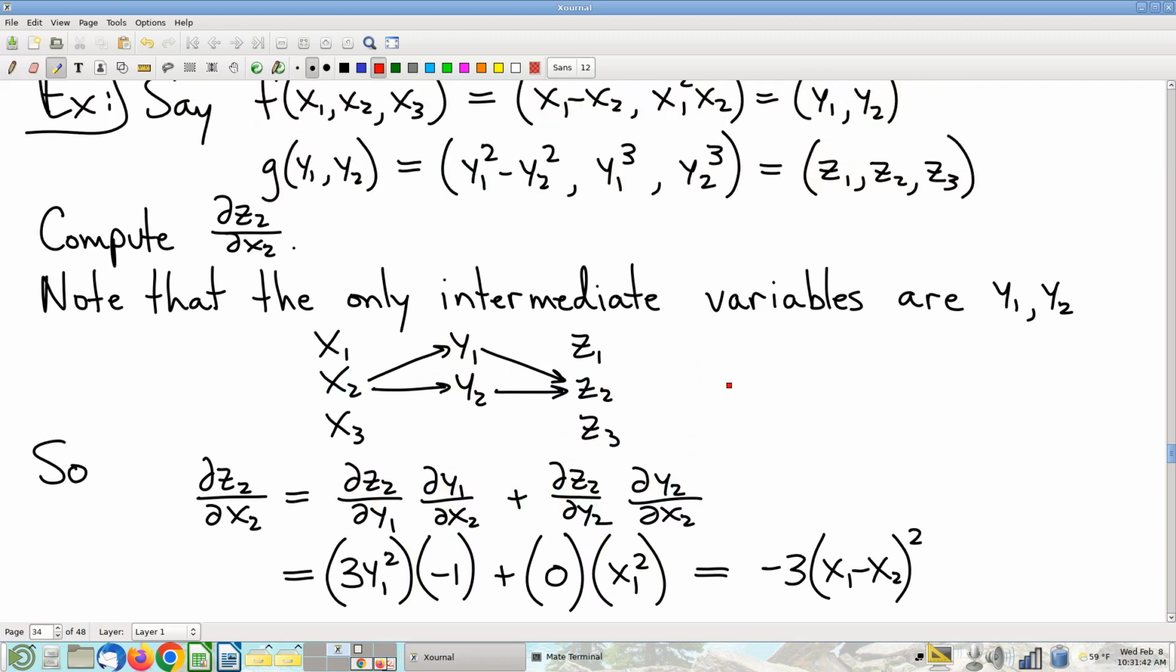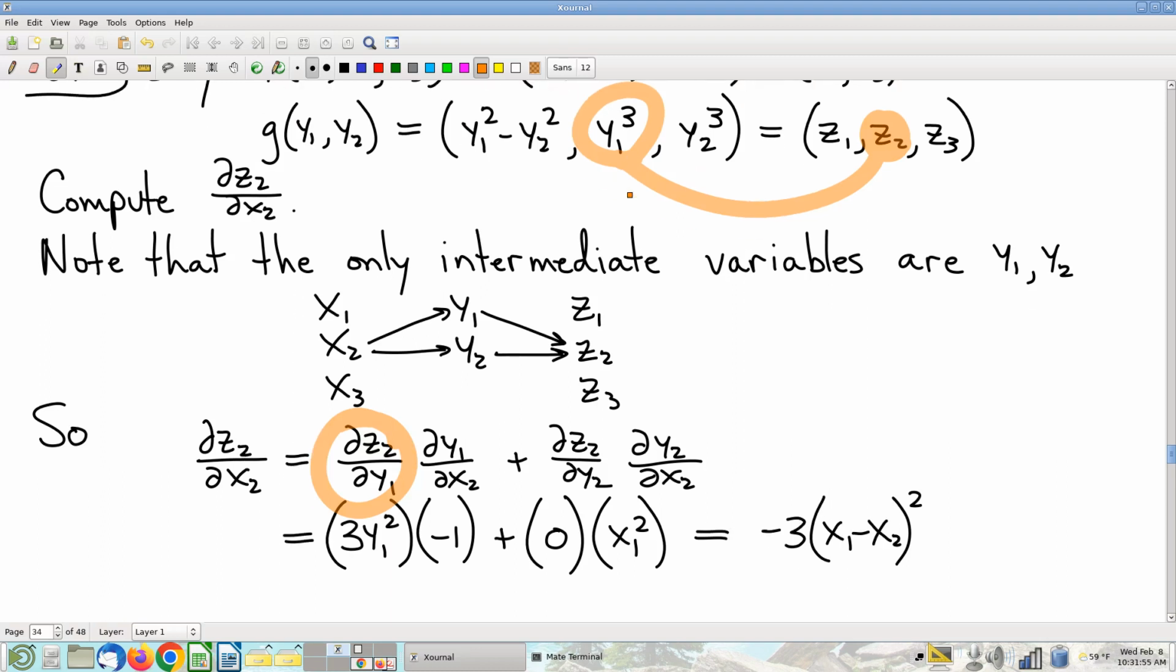What is the partial of z2 with respect to y1? Well, z2 is that. What's the partial of y1 cubed with respect to y1? Well, it's 3y1 squared. So easy partial derivatives. What do you think? Is everybody with me? Repeat for the other factors. All right, so it's a nice trick.